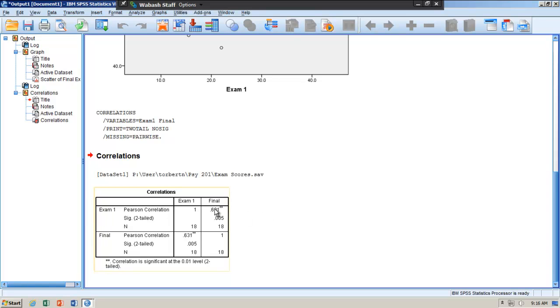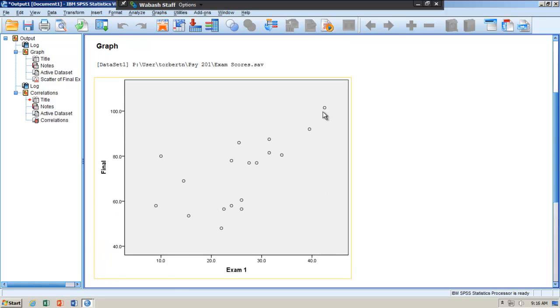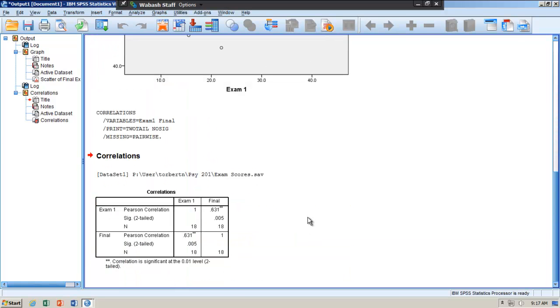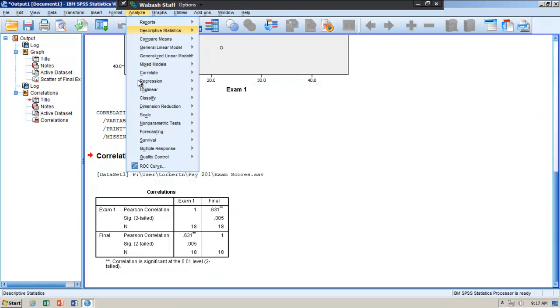The correlation between exam 1 scores and the final exam scores is 0.631, and the significance of the correlation is 0.005. So the probability that we could get a correlation of 0.631, if in fact there really is no relationship between the first exam and the final, is pretty low, about 5 times out of 1,000. So we would reject the null hypothesis and accept that there is a significant correlation between exam 1 scores and the final exam. So it's pretty straightforward.